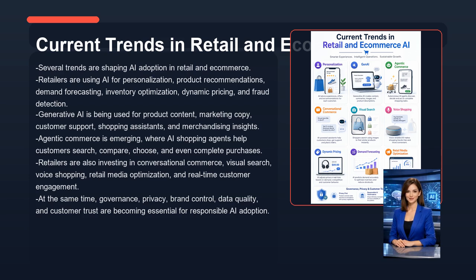Generative AI is being used for product content, marketing copy, customer support, shopping assistance, and merchandising insights. Agentic commerce is emerging, where AI shopping agents help customers search, compare, choose, and even complete purchases. Retailers are also investing in conversational commerce, visual search, voice shopping, retail media optimization, and real-time customer engagement. At the same time, governance, privacy, brand control, data quality, and customer trust are becoming essential for responsible AI adoption.